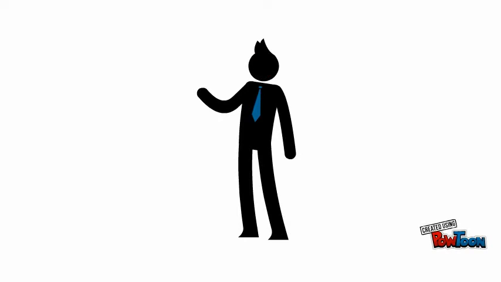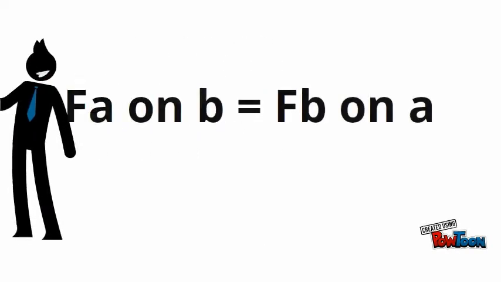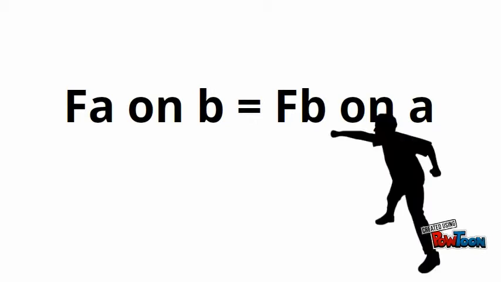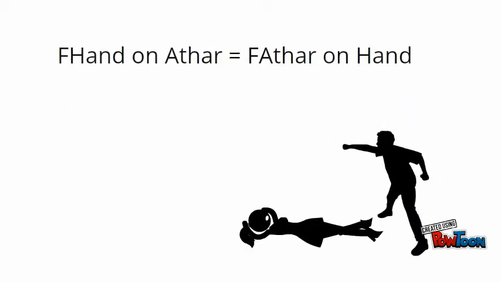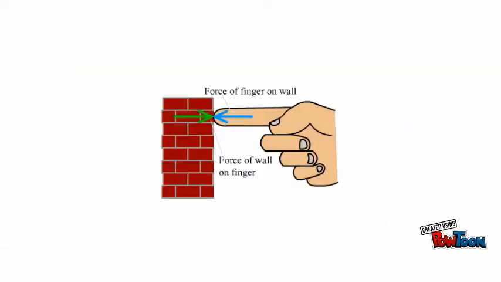To make things a bit more accurate, Newton's third law of motion's formula looks like this. F A on B equals F B on A. If we use this formula in the author getting punched scenario, then it will look something like this. F of hand on author equals F of author on hand. This shows that both the forces are being applied to each other.